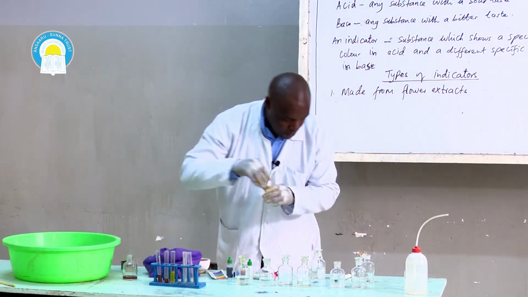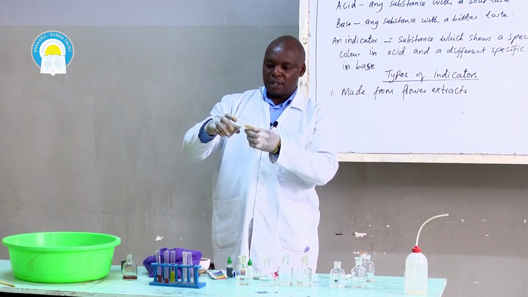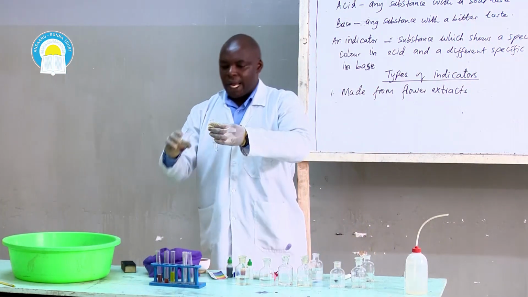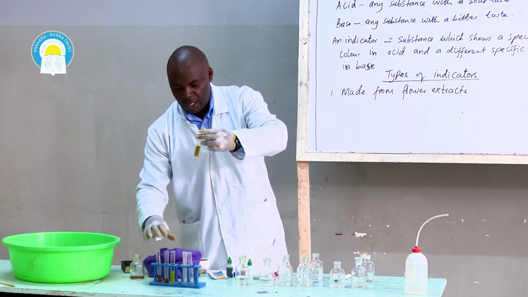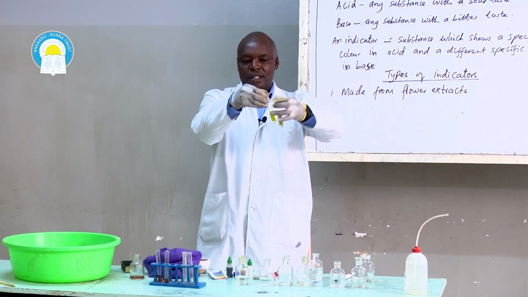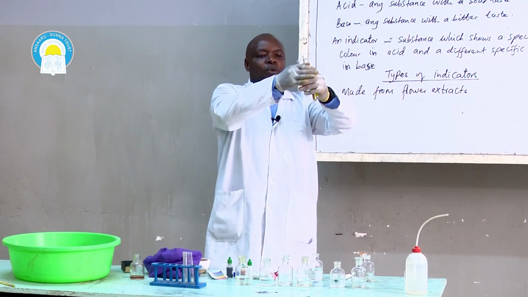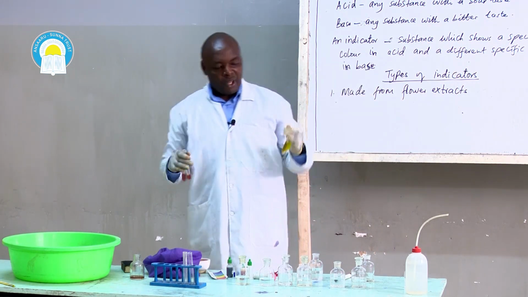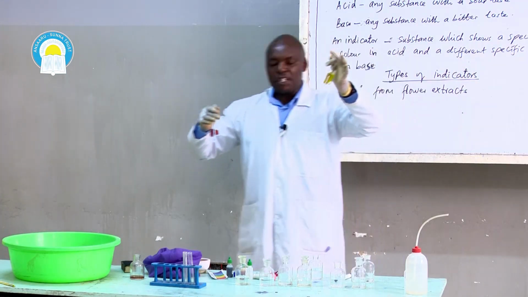Let me use this ammonia solution also as an example of base, ammonia solution. So ammonia solution, I add the same indicator there. So you realize that they will show similar color in base and similar color in acid. Therefore, those ones, that is an indicator that is made from flower extracts. You can see they show specific color in acid and a different but specific color in base.